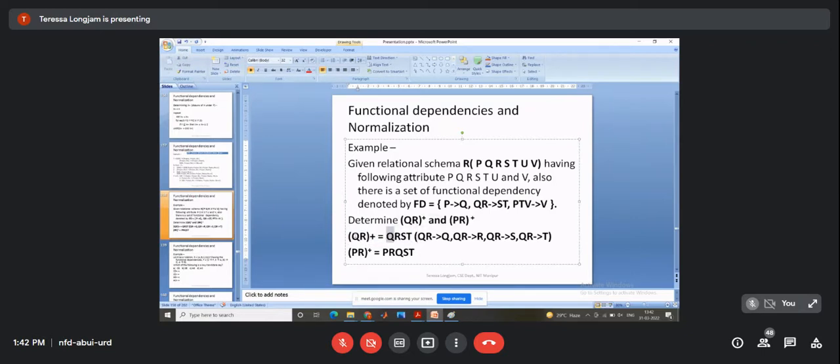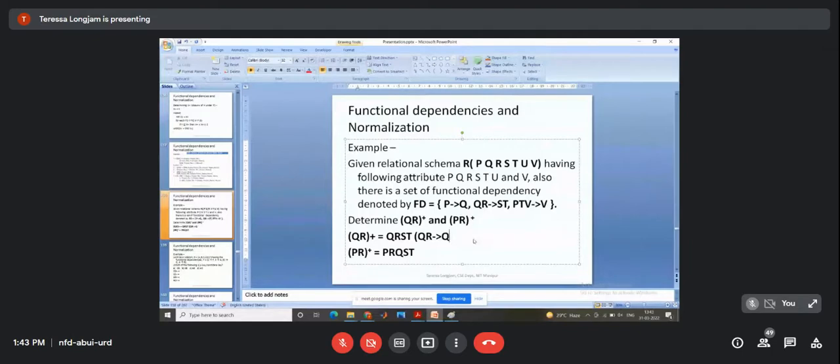That means Q can be determined from QR. R can also be determined from QR. S can also be determined from QR. T can also be determined from QR. By using some inference rules, we can combine them, and instead of writing four functional dependencies, we can just write that QRST can be determined from QR. If the value of QR is given, you can determine the value of Q, R, S, and T. So this is the definition of your closure.